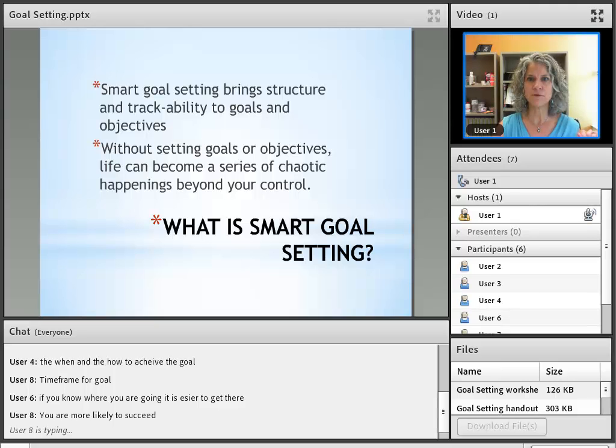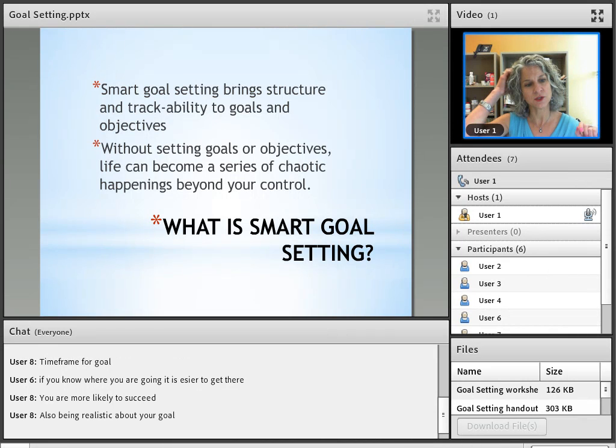Okay, anything else before we go to the next slide? Bridget, I'll wait. If you were typing, I'm certainly... okay. Also being realistic. Yeah, being realistic about your goal. So, yeah, I think we're ready to move on because we're going to talk about the SMART elements of goal setting.